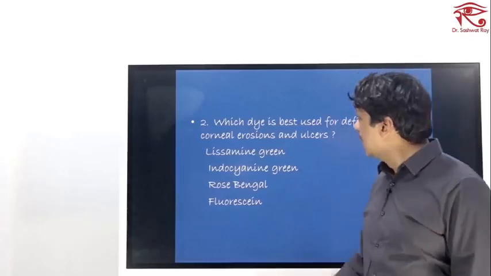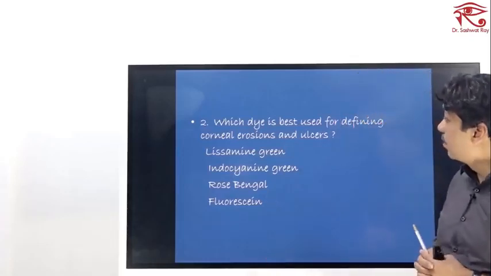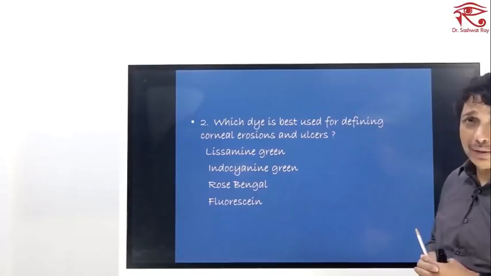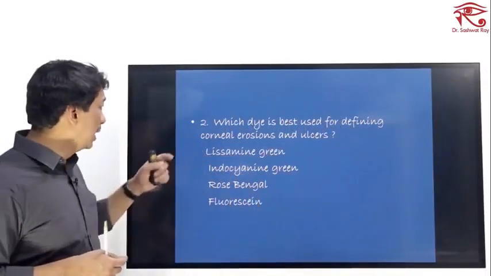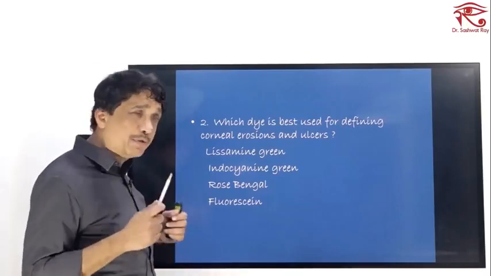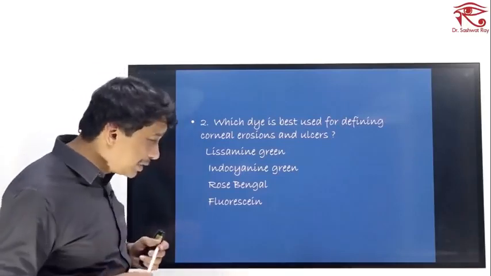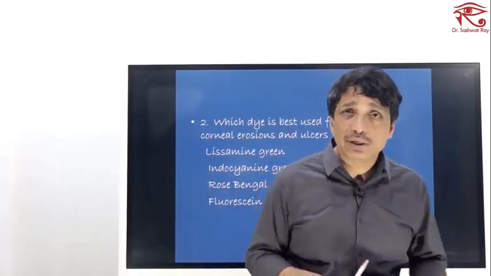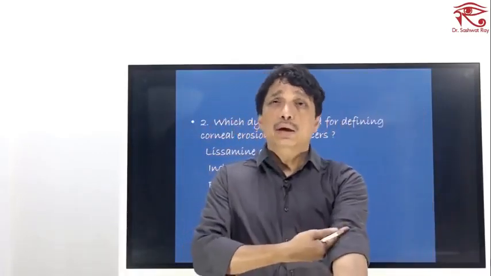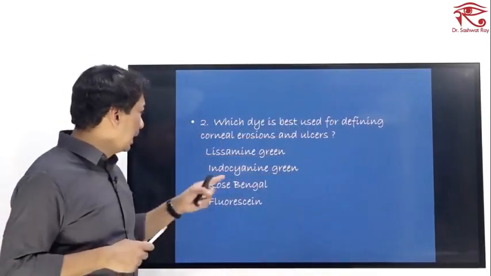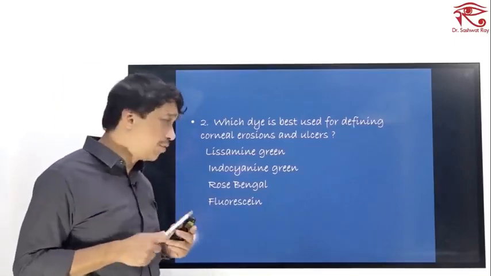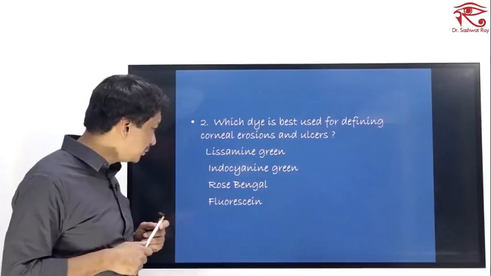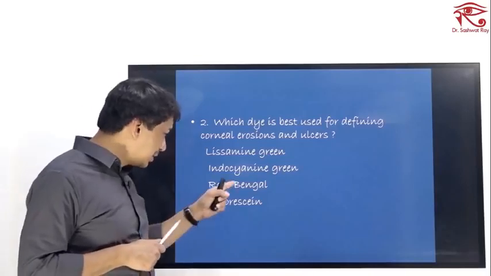Question number 2 is which dye is best utilized for defining corneal erosions and ulcers? Okay, and the choice we have is lissamine green, which is a dye used very nicely for detection of dry eyes. Indocyanine green is not a topical dye. Indocyanine green is a dye which we inject into the antecubital vein for angiography. So this is not a dye which you can have as a topical strip. Rose Bengal is also a wonderful dye for detection of dry eyes, but the best answer is fluorescein.